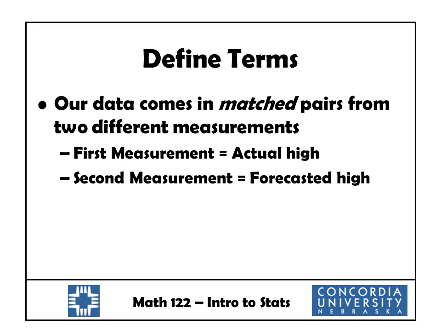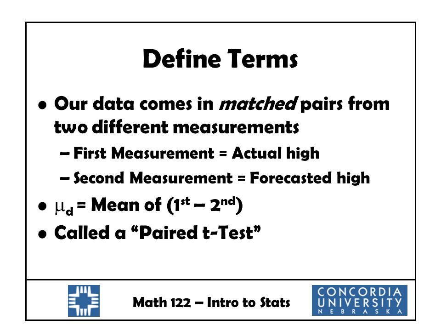Now let's define some terms here. We already mentioned that our data comes in matched pairs from two different measurements. In this case, our first measurement was the actual high temperature, and the second measurement was the forecasted high temperature. Now the parameter mu sub d was the mean of that first measurement minus the second measurement. And that's always going to be the case in this type of test. We have two measurements. Mu sub d is the population mean of the first minus the second. This type of test is what we called a paired t-test. Paired because our data comes in matched pairs. T-test because we do a t-test on the mean of those differences.